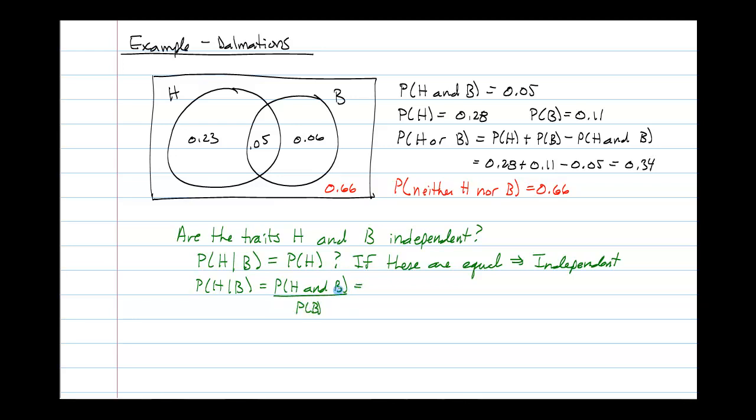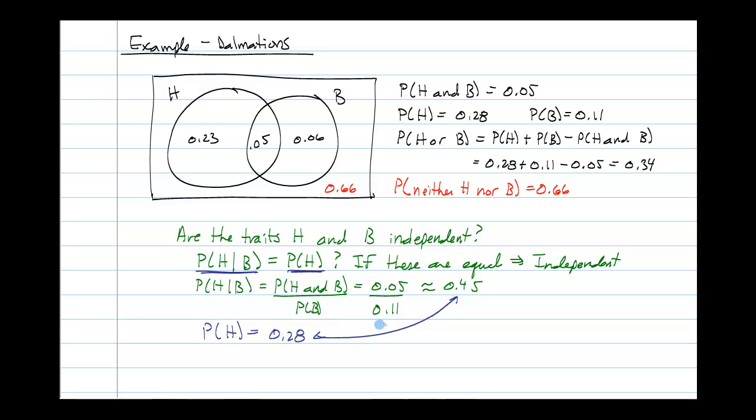So our joint probability, we know from up here, is 0.05. And my marginal probability, the probability of B, is 0.11. And if I divide those out, I get something that's approximately equal to 0.45. Now what we need to do is compare this to the probability of H. So we've figured out what this one equals. Now we need to go back to see what the probability of H equals. So from up above, the probability of H is 0.28.